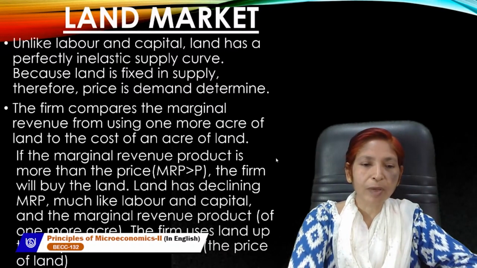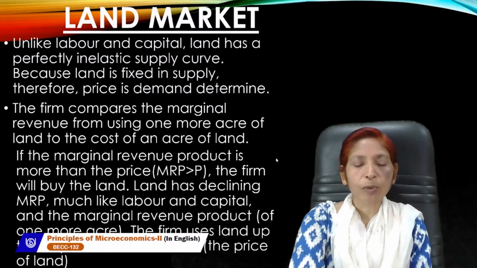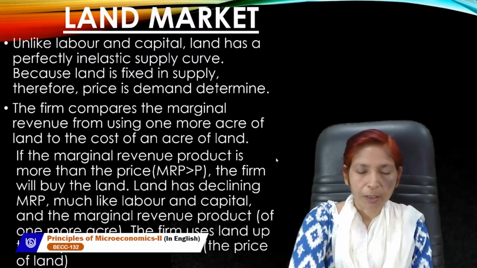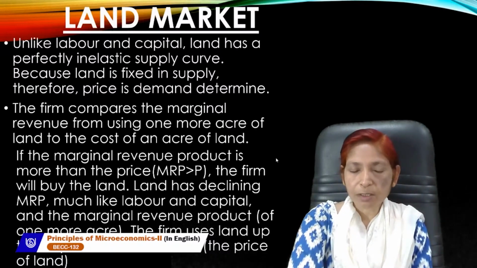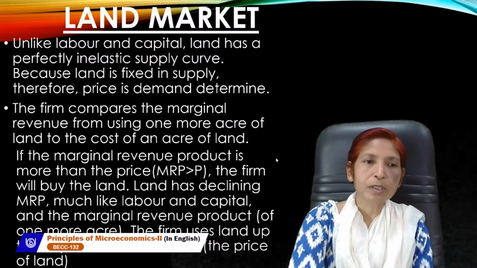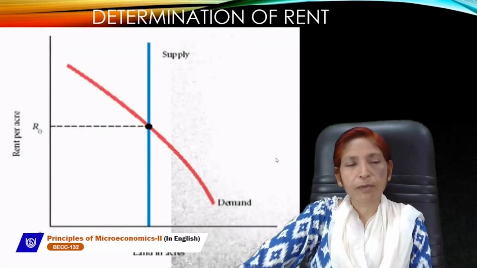These two conditions, when MRP is greater than P and when MRP is less than P, show a disequilibrium position. But the equilibrium will always be determined at the point where MRP is equal to price. Next is determination of rent.